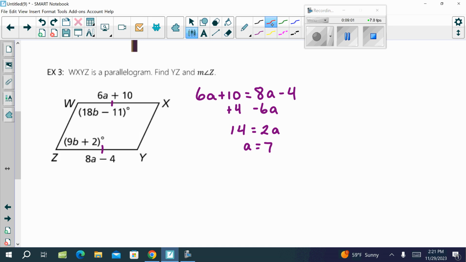Everybody good there? What can we do with that A now? Plug it in for what side? YZ. What are you guys getting for YZ? 52.